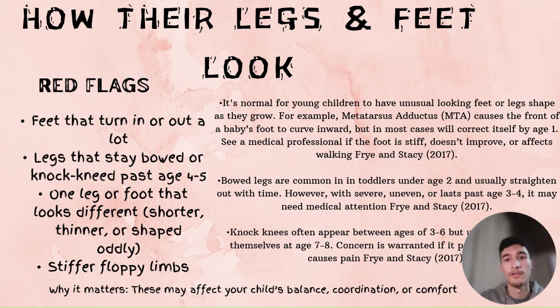Now let's look at how your child's legs and feet appear when they're standing or walking. Some things to look out for include feet that turn in or out a lot, legs that seem bowed or knock-kneed, especially after age 5, one foot or leg that looks different from the other, or feet that look very flat or stiff when walking. Children with conditions like knock-knees often have knees that angle inward, causing the lower legs and feet to point outward. In contrast with bow legs, the knees stay wide apart while the lower legs and feet turn inward.